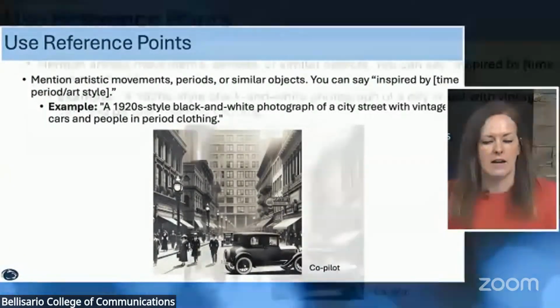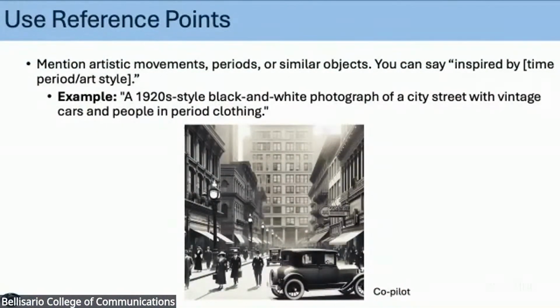But in this example, I asked for a 1920s style black and white photograph of a city street with vintage cars and people in period clothing. And sure enough, that's exactly what I got. I think this was okay. The image looked a little bit fake when I examined it up close, but it's really close to what I want. If I wanted a more realistic image, I might try Midjourney, or the paid version of ChatGPT, if it was important enough to pay for.